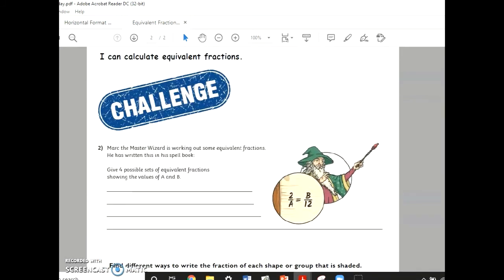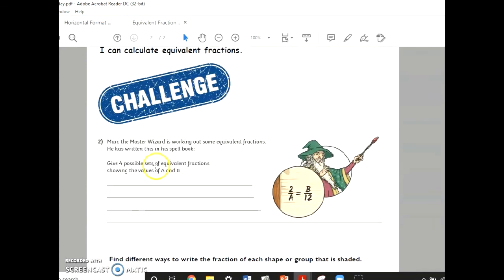Now, I then have two challenges for you. Okay, I've got Mark the Master Wizard, okay, working out some equivalent fractions, just like the ones we were just looking at together. And I said, can you give me 4 possible sets of equivalent fractions, okay, for possible different things that A and B could be.